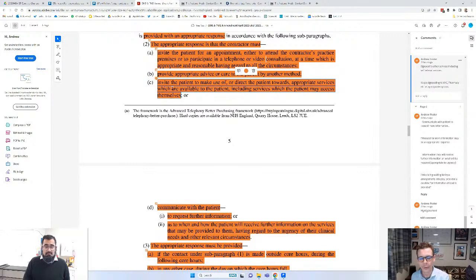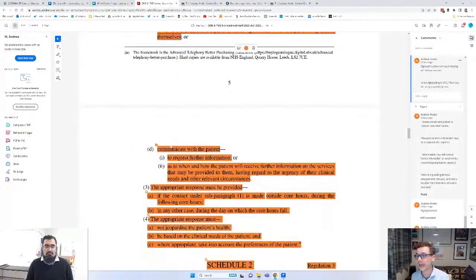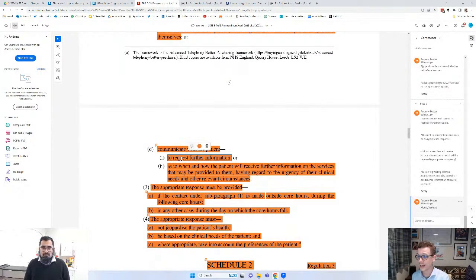And even those that they might otherwise self-refer to. So things like walk-in centre, pharmacy, 111, these could be interpreted as being appropriate destinations to signpost people to after that first contact with the practice. So I think that's interesting. Or we can communicate with this patient to request further information. And again, I think that's interesting.